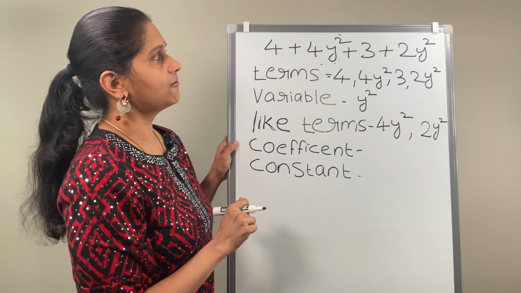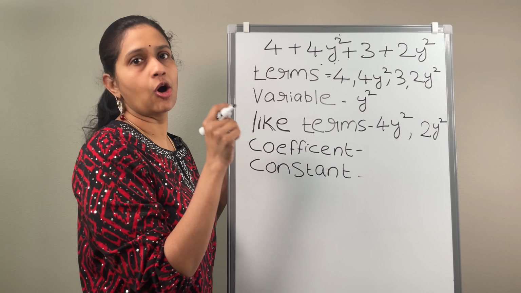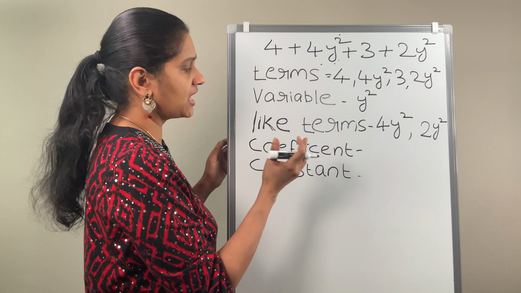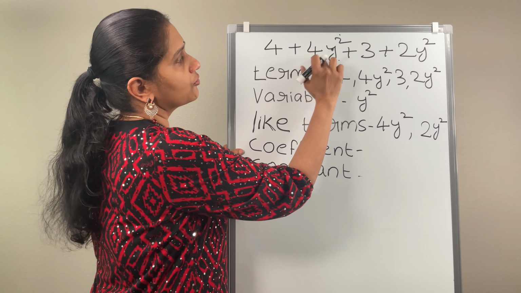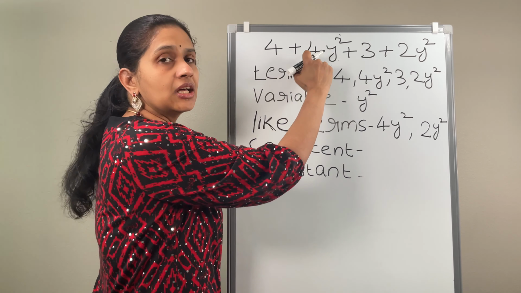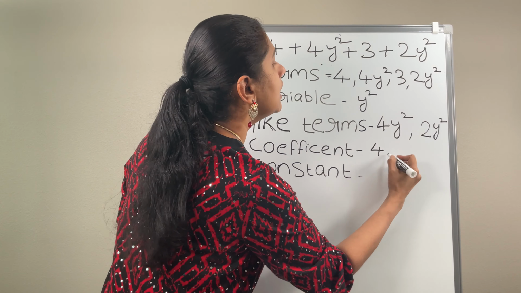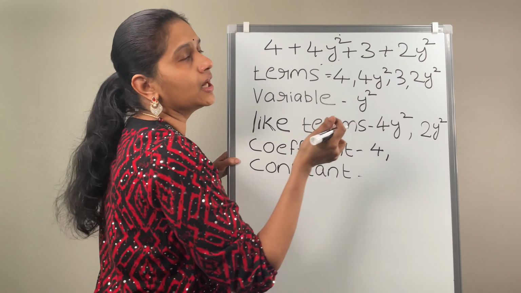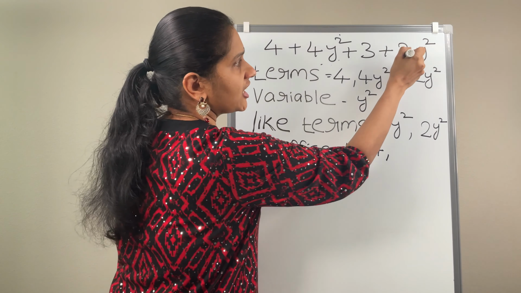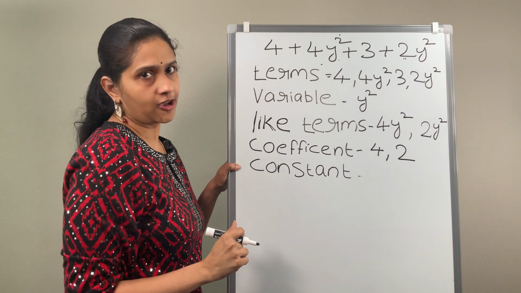And what about the coefficients? Coefficients are the numerical parts of an algebraic expression with a variable. So, here if you consider 4y square, the coefficient of y square is going to be the numerical factor associated with it. So, it is going to be 4. 2y square has the numerical factor 2 associated with it. So, that is going to be the coefficient.